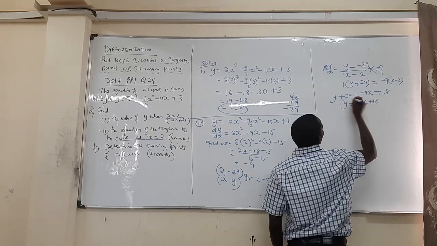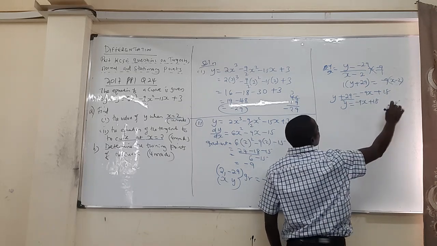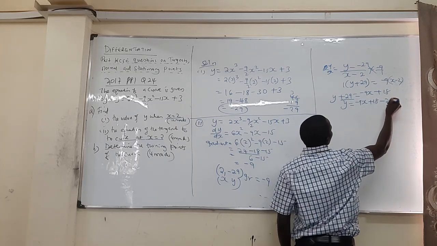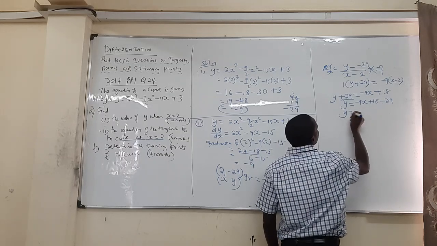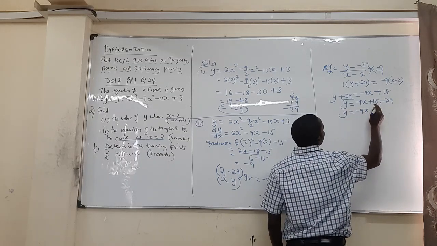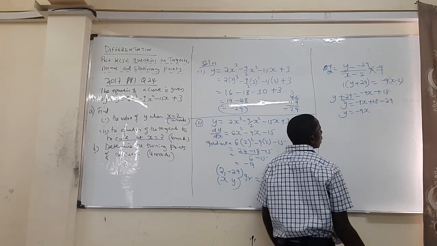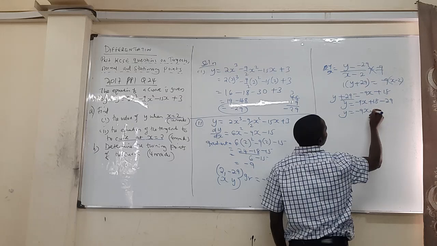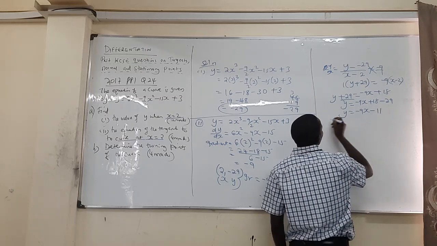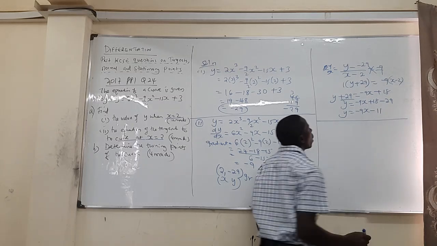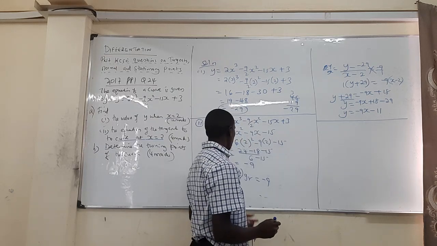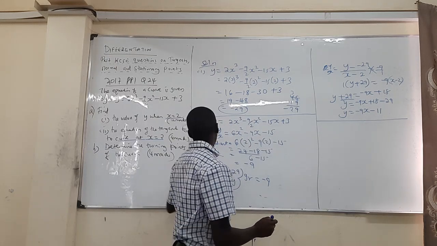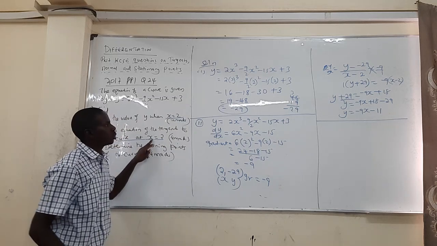You take positive 29 to the other side, so it becomes minus 29. So y will be minus 9x, 18 minus 29. I get 29 minus 18, but of course as it is minus, we get minus 11. So that is the equation of the tangent at the point where x equals 2.